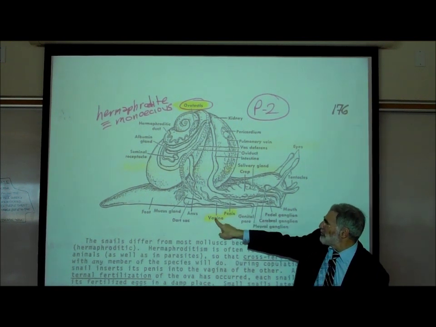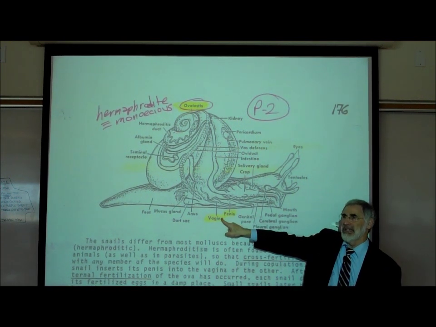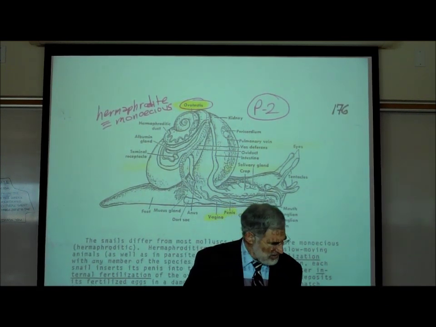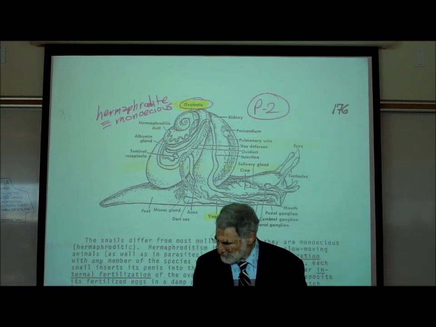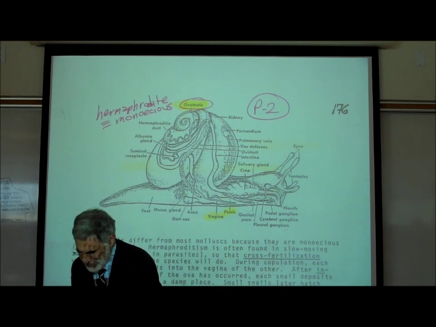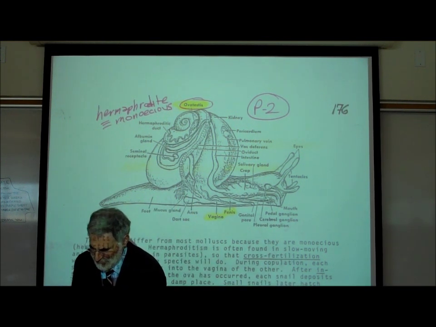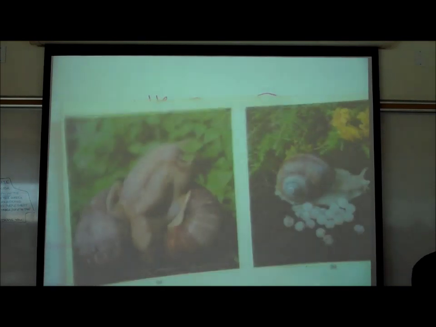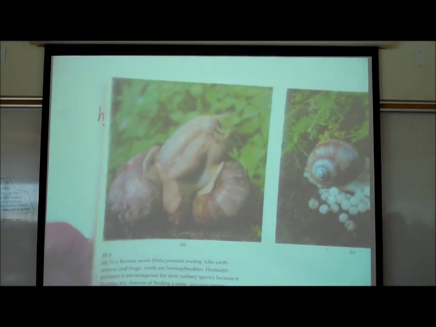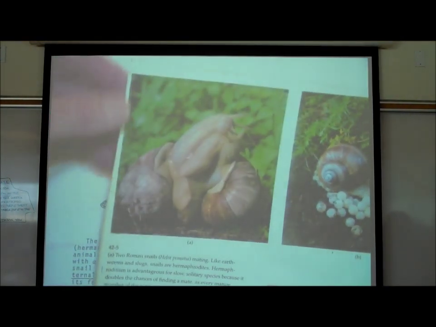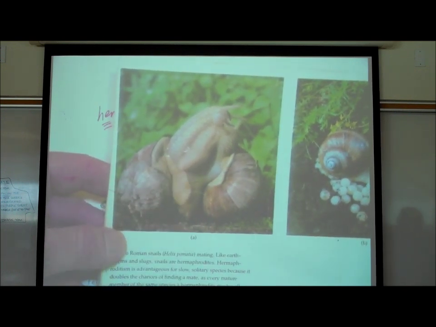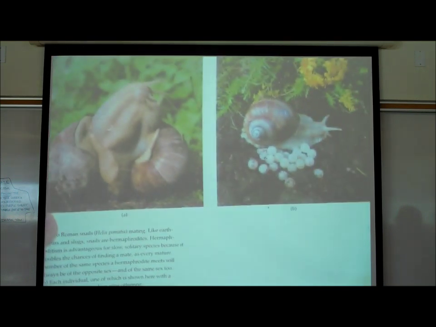Notice down here, each one has both a penis and a vagina, and they basically will fertilize each other's eggs. And let's see if I have any picture of that. All of these pictures that I put out or show you are on another video. Yeah, here's a picture of a couple of snails, right? They just get together and they each insert their penis into the other snail and then they lay these little eggs.